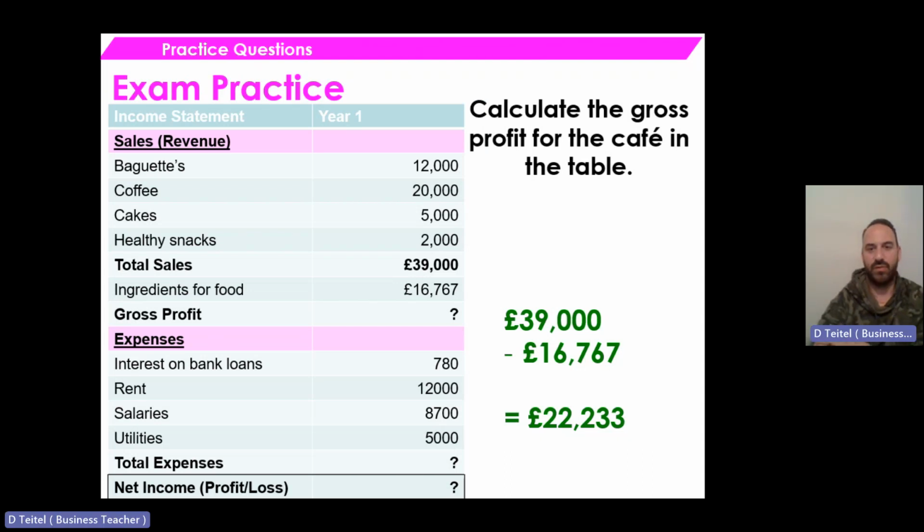So to calculate the gross profit in the table, we've got 39,000 minus 16,767, which leaves us with the gross profit of £22,233.